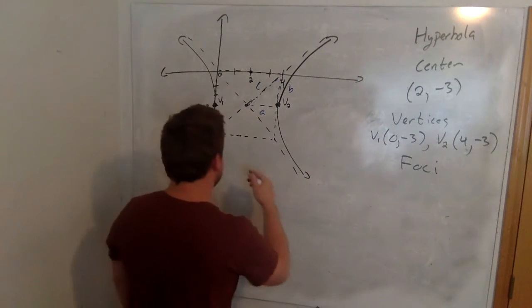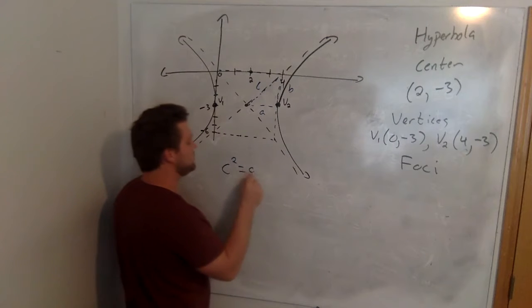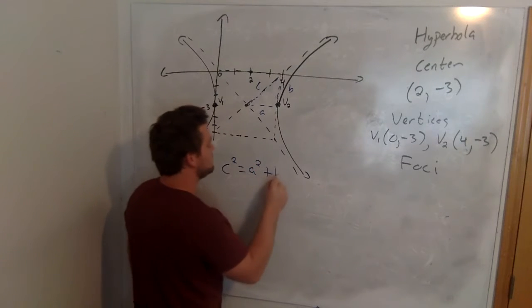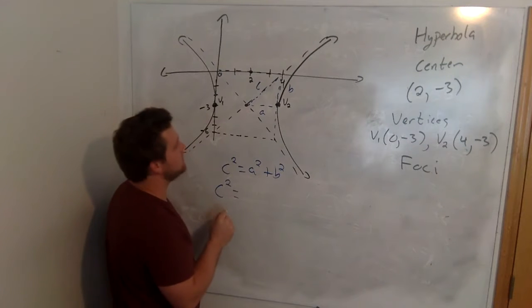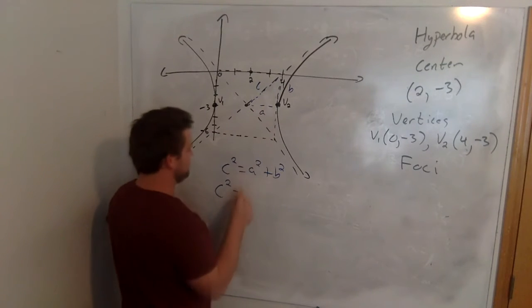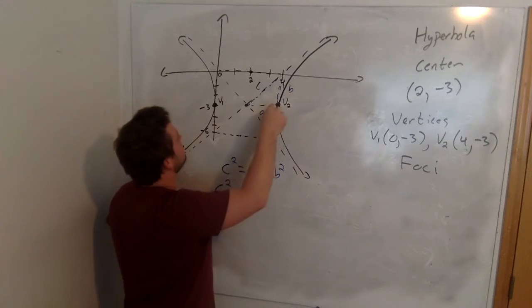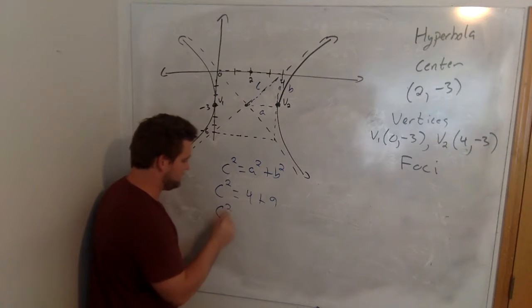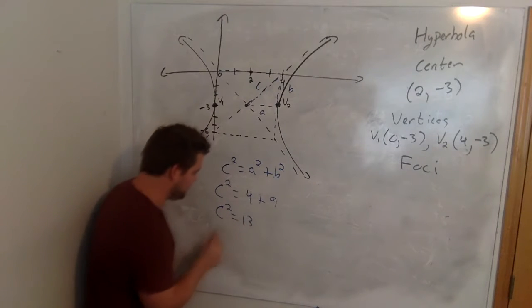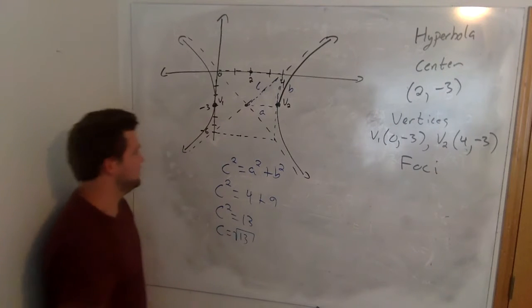So we're remembering the foci formula for a hyperbola. We'll have that C squared will be equal to A squared plus B squared. Our A was 2, so 2 squared will be 4. And our B was 3, so 3 squared will be 9. So C squared will be equal to 13, so C will be equal to the square root of 13.